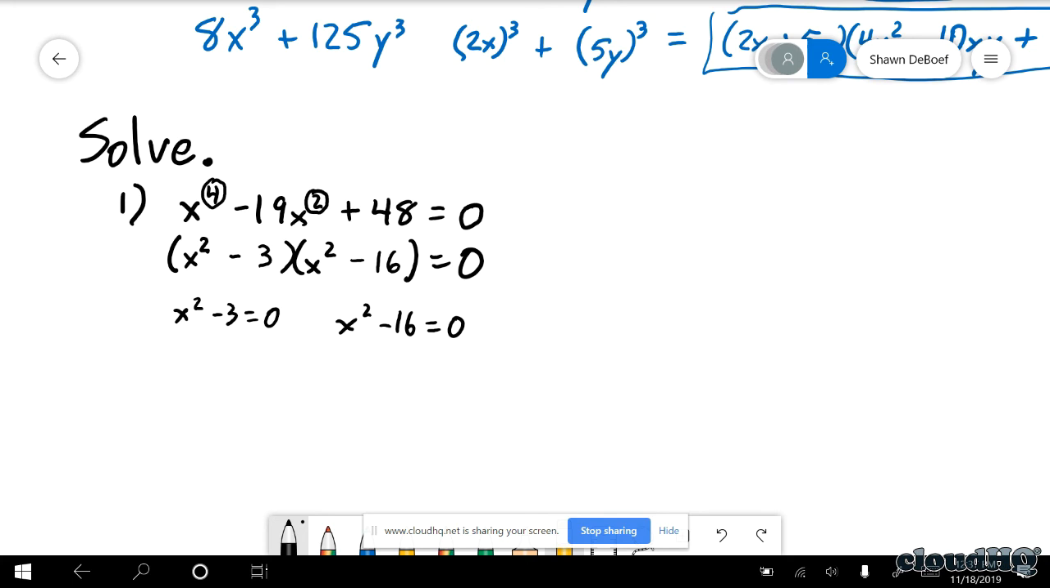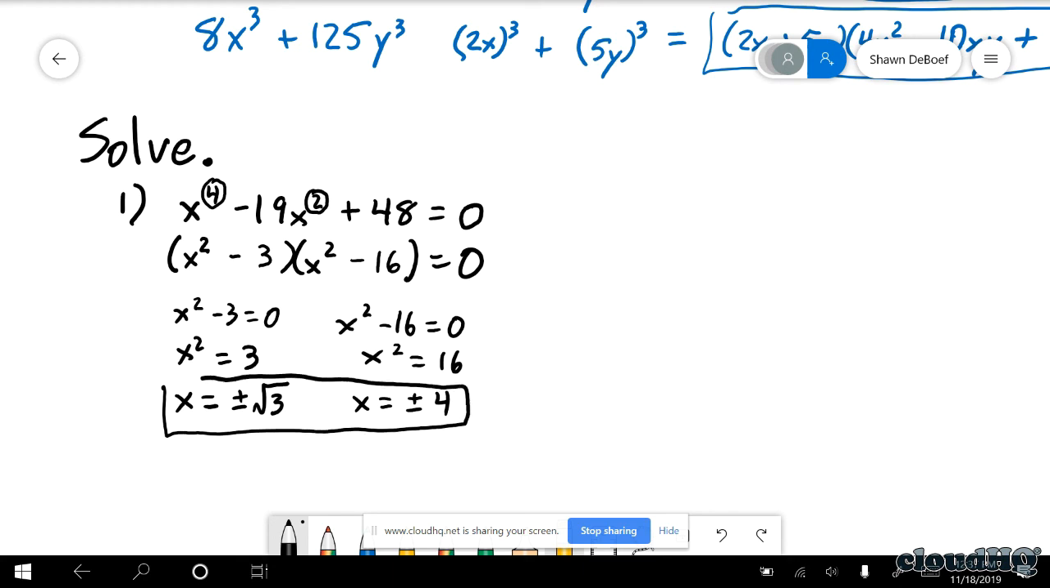And then from there, we need to square root. All right, sorry, solve both of those. I'm going to go ahead and add the 3 over on that problem, add the 16 over on the other. And now I can square root. Remember, when you square root, you need plus or minus. That's where the other solutions are going to come from. So plus or minus the square root of 3 and plus or minus 4. Notice we got 4 answers. Positive square root of 3, negative square root of 3, positive 4, negative 4. Those are the 4 answers. I was expecting 4 and I got 4.